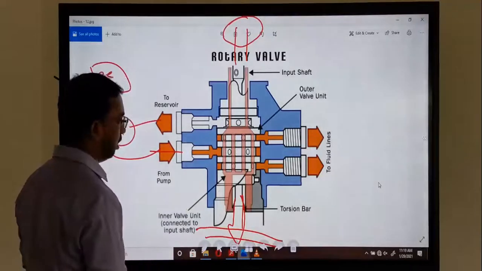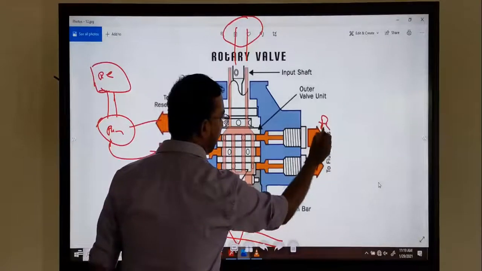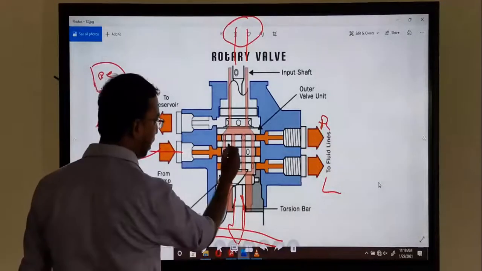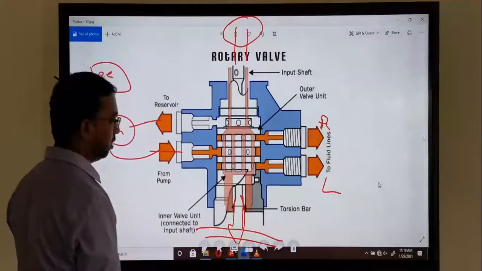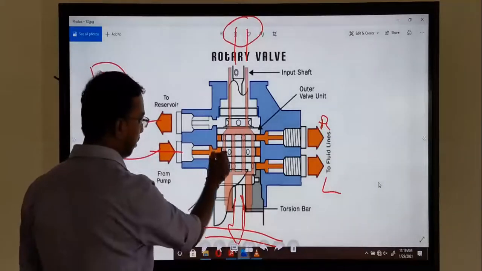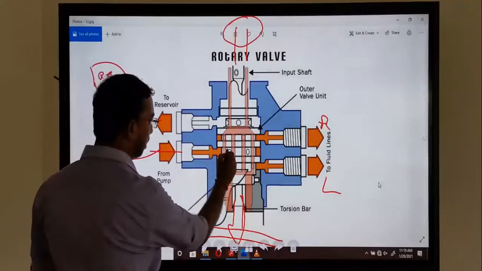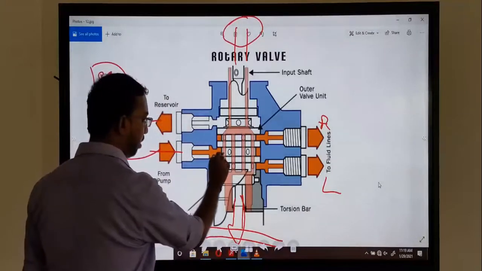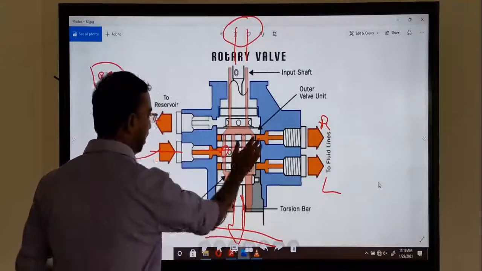Here you can see there are two lines: one is related to left, one is related to right. In the piston area there are some holes like this. At this time it is the neutral position. So the fluid enters through this hole and fills this area with oil.